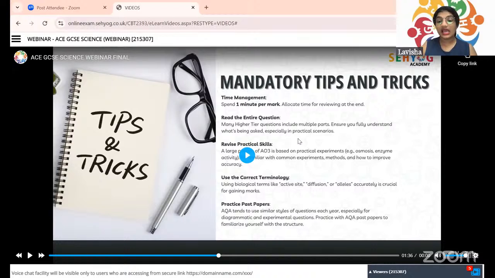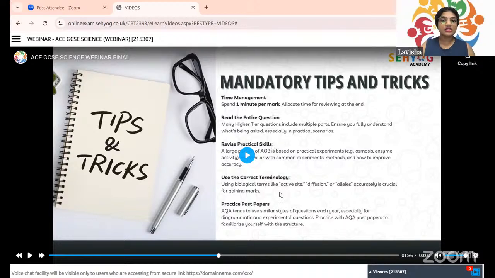Read the entire question. As I told you, it may have multiple parts. So it is essential to present it really well, to read it very thoroughly, and revise the practical skills. Now, revision helps you to strengthen the concepts really well. If the fundamentals are clear, you can play with the rest of the things, right? So revision makes the fundamentals quite clear for you.